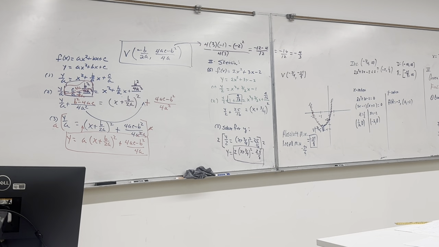Would you guys prefer to find these by using the formula? If not requested to do it by completing the square, would you prefer to just go directly to the formula, put negative b over 2a in, put your numbers in, and calculate? Who wouldn't?